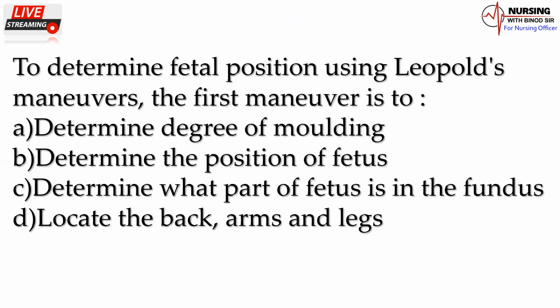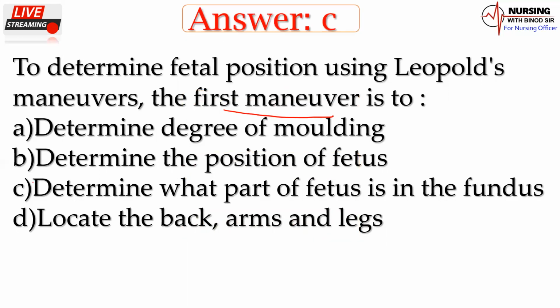To determine fetal position using Leopold's maneuvers, the first maneuver is to determine the degree of molding, determine the position of the fetus, determine what part of the fetus is in the fundus, or D option, locate the back, arms and legs. Okay, the first maneuver, what will it determine? So your answer would be the C option: determine what part of the fetus is in the fundus. The answer is the C option.